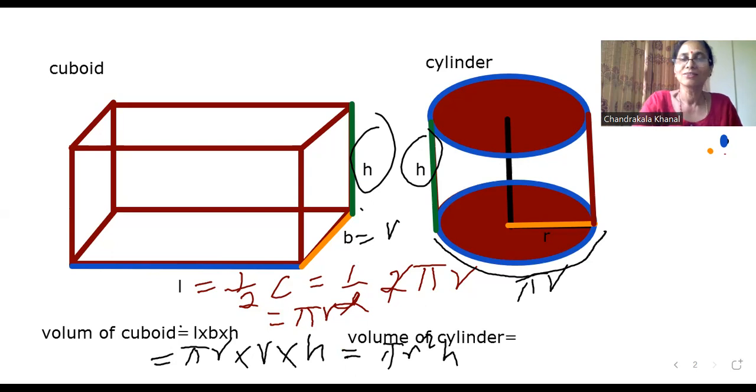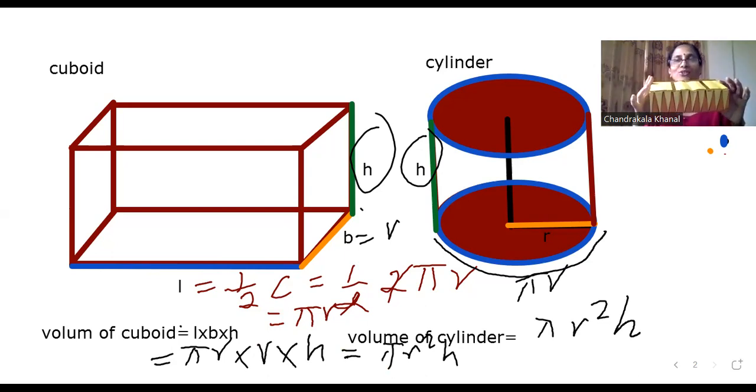So now we are able to find the volume of cylinder. The volume is pi r square h. Is it clear? How we change cuboid in the form of cylinder, and we are able to find the volume of cylinder using the idea of volume of cuboid.